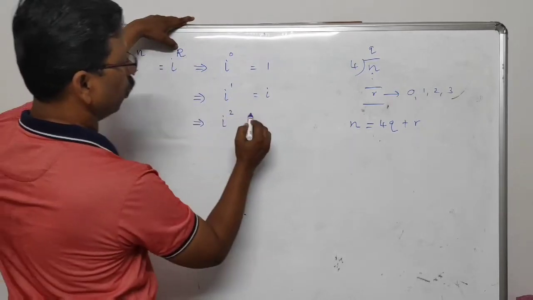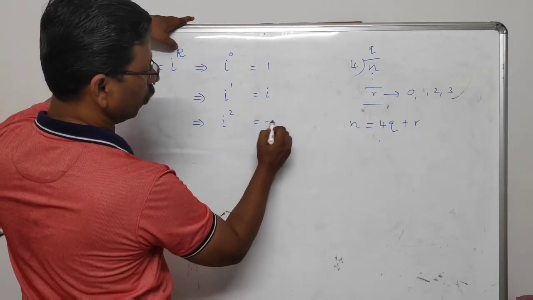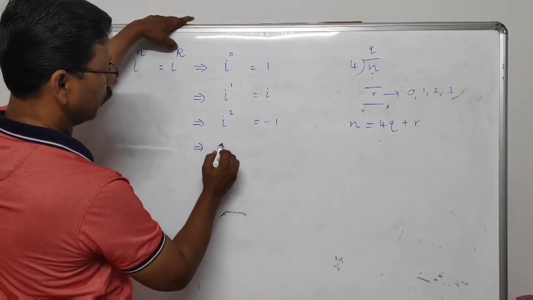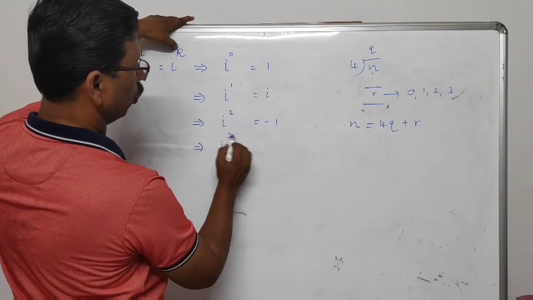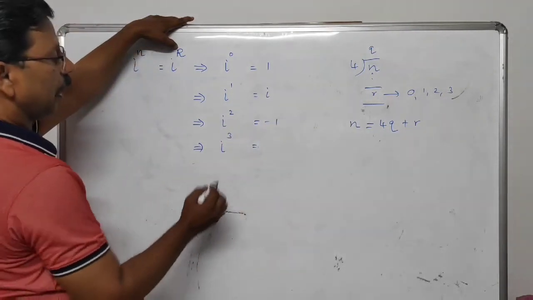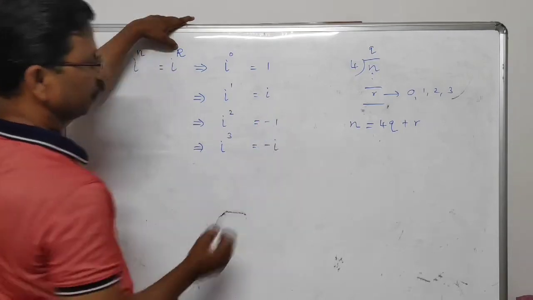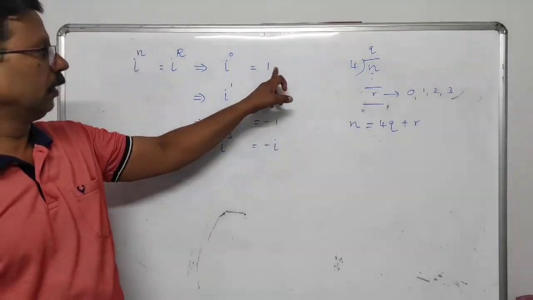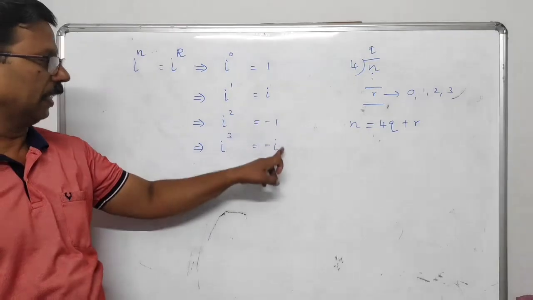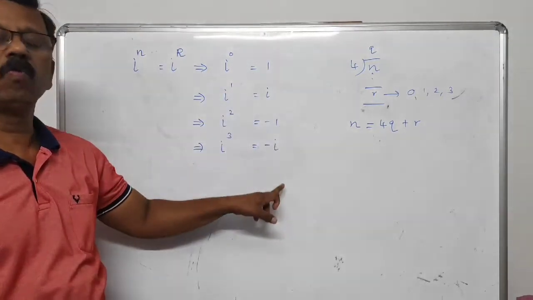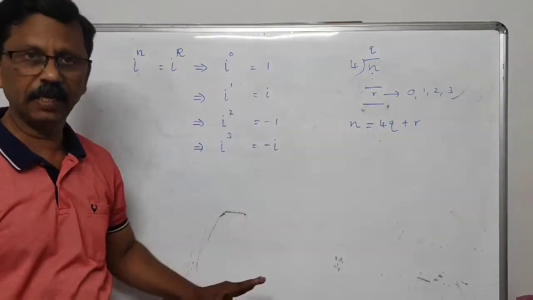We know that i power 2, i square, is equal to minus 1. Then the last one: if the remainder is 3, then i cube is equal to minus i, as we have already seen. So the values are 1, i, minus 1, minus i. Only these 4 values will be repeating whatever be the power of n.